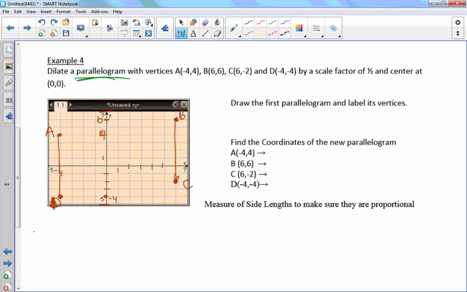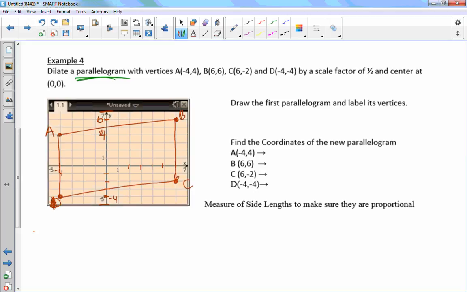Are those two sides congruent? They're right. 1, 2, 3, 4, 5, 6, 7, 8. 1, 2, 3, 4, 5, 6, 7, 8. They are congruent. And parallel because they're perfectly vertical. And those would also be congruent and parallel because it's a parallelogram.